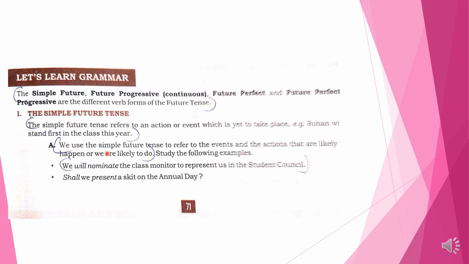And the general form of simple future tense, children, is will or shall plus V1. Here in the first example, we have used will and V1 is nominate. In the second example, it is a question, so we have used shall first and the verb present, V1 form, second. Okay.